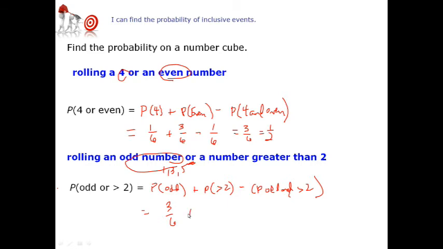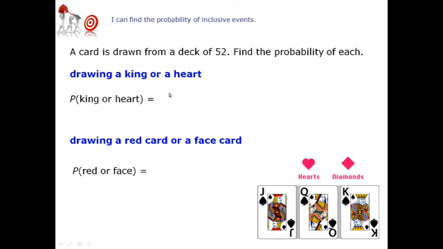Probability of being greater than 2. Well, what numbers are greater than 2? You have 3, 4, 5, and 6. So 4 out of 6 minus the probability of odd and greater than 2. So odd numbers are 3 and 5, and they're greater than 2, so minus 2 out of 6. That's going to give us 7 minus 2, which is 5 out of 6. Okay, you guys try these two. I'm going to do them silently up here while you do them there.